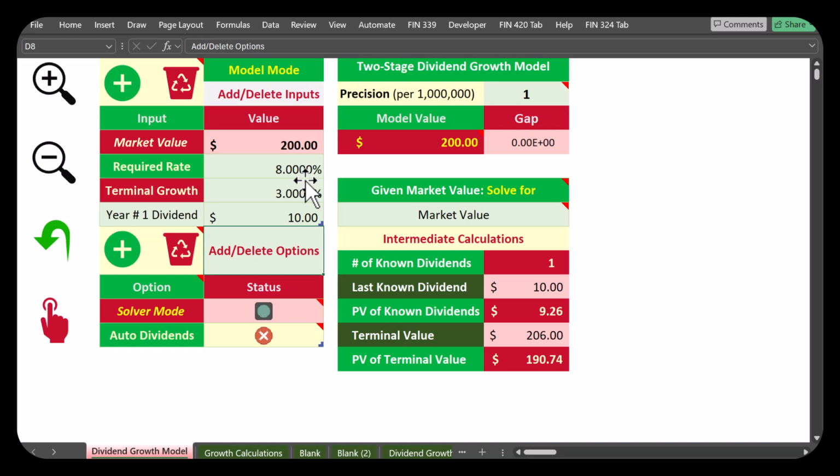As long as you're in that solver mode and your unknown is market value, it tells you what the value is. But you could also use this to do kind of a thought experiment. Given what we expect next year's dividend to be, what is the growth rate that is consistent with the current market value?